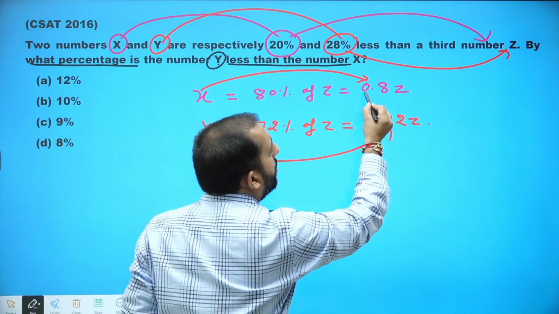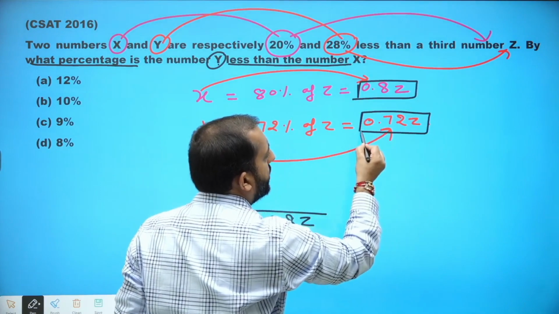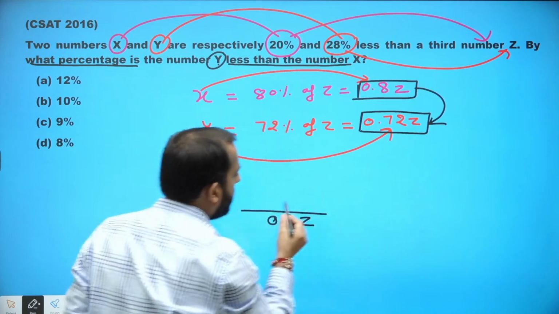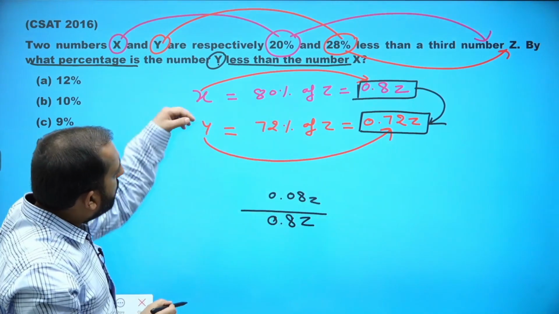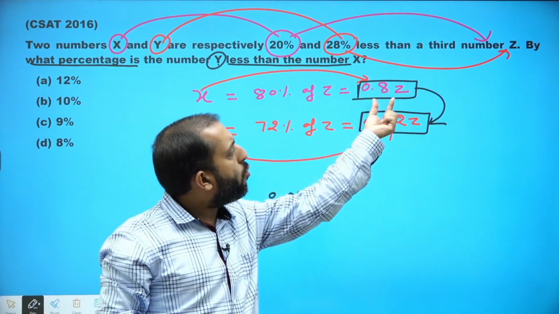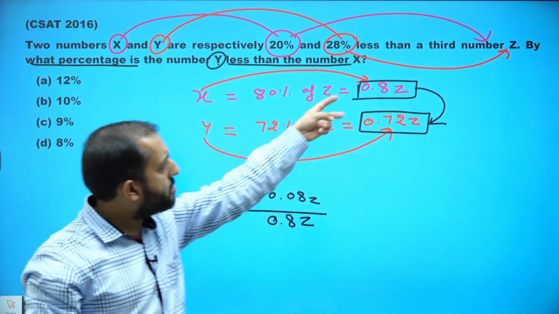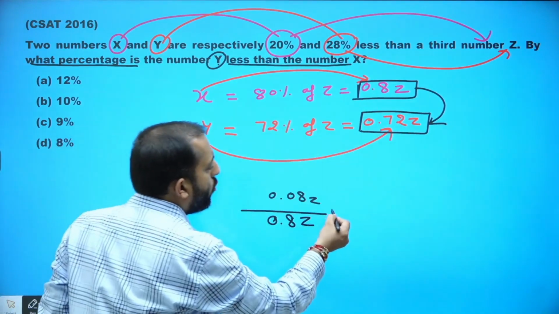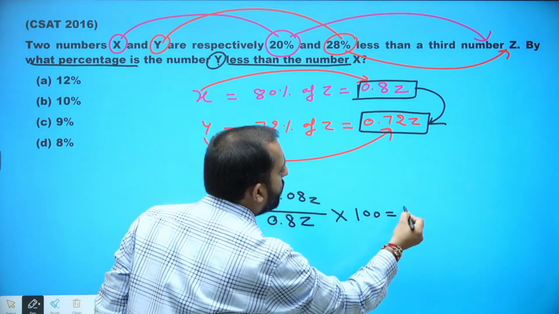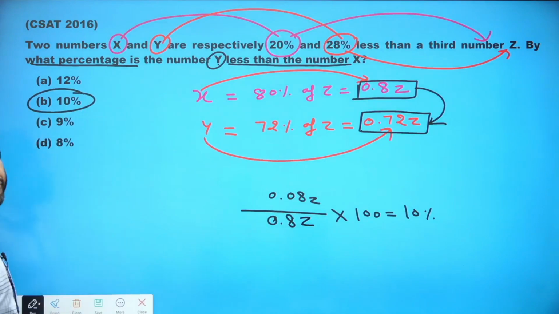So between 0.8 z and 0.72 z, the difference is 0.08 z. I can say y is 0.08 z less than x, because the difference of these two values is 0.08 z into 100, which comes out to be equal to 10%. Hence the answer is option B. I hope guys this is clear.